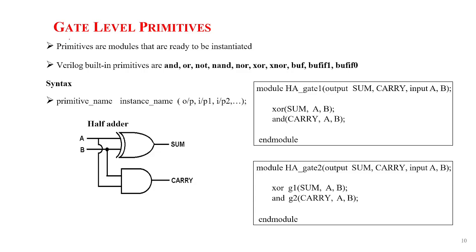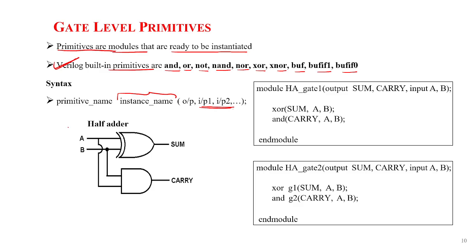Okay, next you see gate level modeling. In gate level modeling, you are using gate level primitives. What are the gate level primitives? They are ready to be instantiated. Verilog has built-in primitives: AND, OR, NAND, NOT, NOR, XOR, XNOR, bufif1, bufif0. Like that, these are the gate level primitives. The syntax will be like this: primitive name, then instance name, then output followed by inputs.